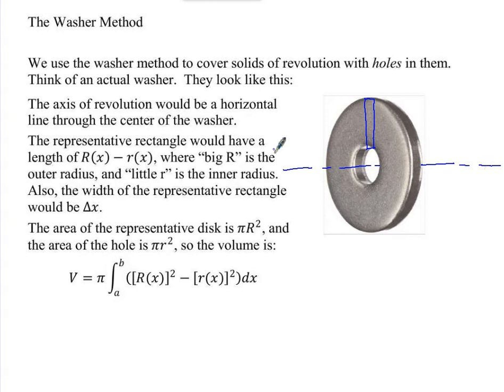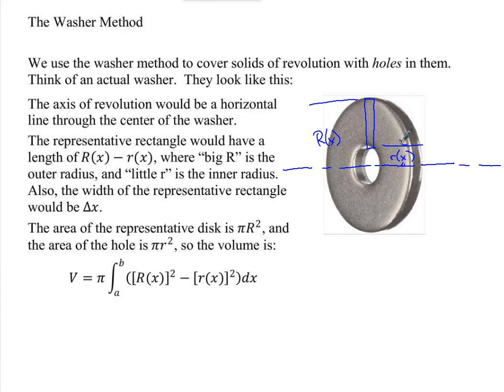The representative rectangle would have a length capital R of x minus little r of x. The reason for that is this guy, just like in the disk method, was my capital R of x, the total height of that representative rectangle back to the axis of revolution. But because I don't want this involved in that height, I have to subtract it off, and that's going to be my little r of x.